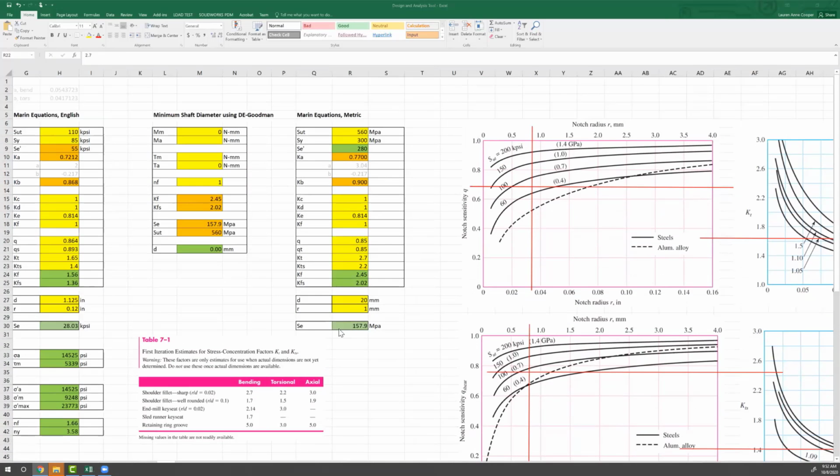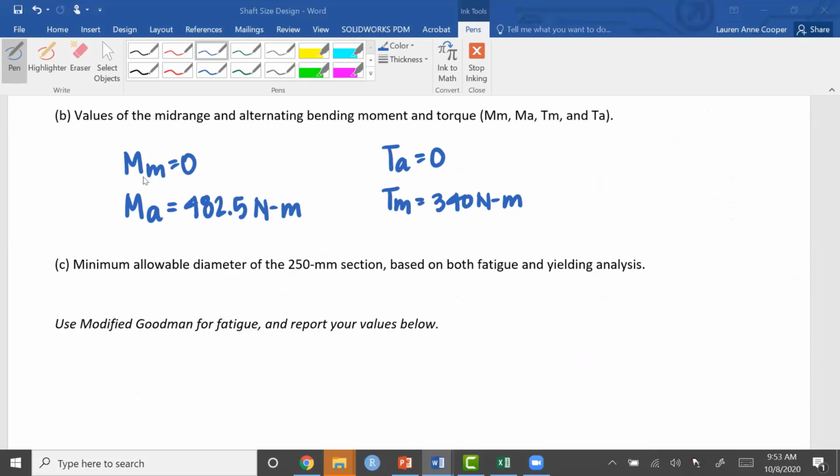So now we have a first guess for the modified endurance limit, 157.9 megapascals, and that feeds directly into equation 7.8, where we're going to get a better guess for our diameter. The first thing we need to do is enter in our torques and our moments. Our mid-range moment was 0, our alternating bending moment 482.5 Newton meters, alternating torque is 0, and mid-range torque is 340 Newton meters.